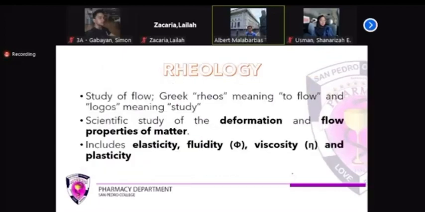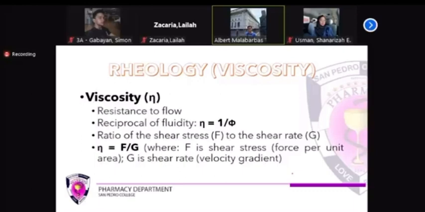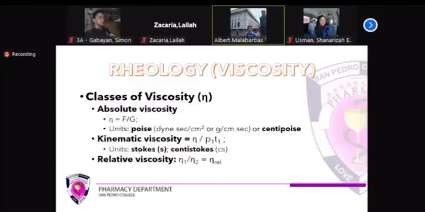Okay? And next, sorry, this is the last part for liquids. Rheology. When we say rheology, it refers to the study of flow. Rheology talks more about the viscosity of a material. Viscosity refers to the resistance to flow. The opposite of viscosity is fluidity. Viscosity in computations can be obtained using the formula F over G. F represents your shear stress, G represents your shear rate.